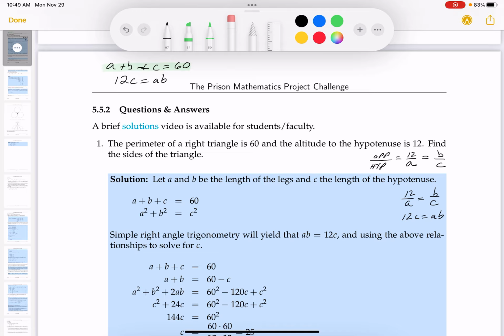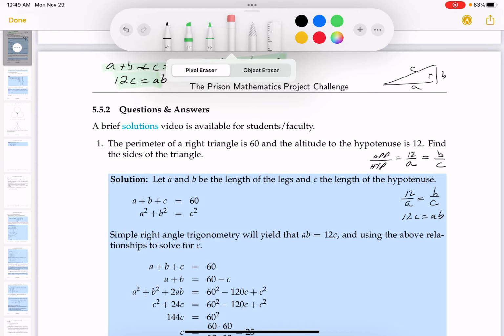I think there's another relationship for the triangle, right? Maybe I should put that diagram down again. I did A, B, C, right? What's the other relationship I know for right triangles? A squared plus B squared is equal to C squared, right? I know that, all right? I got three relationships down now. I got the A plus B plus C equals 60, and this one over here.